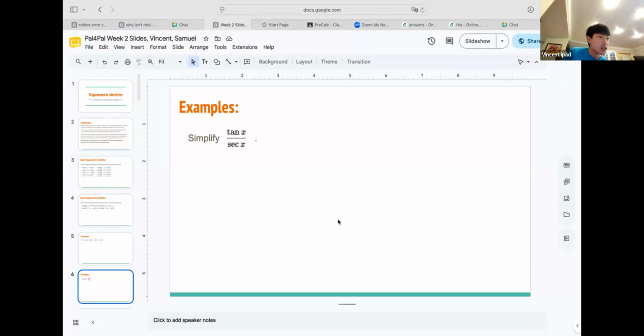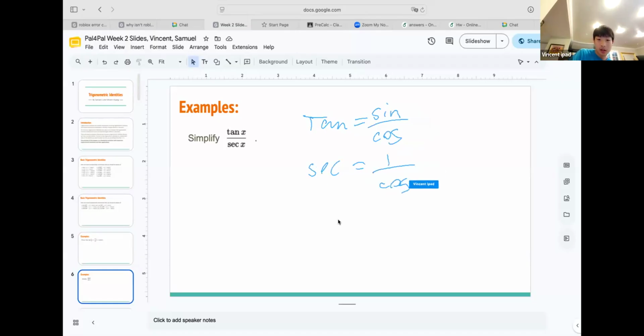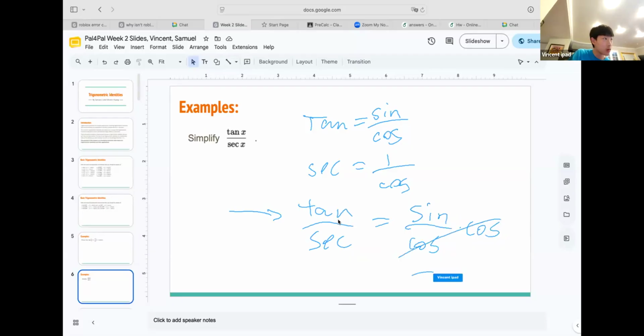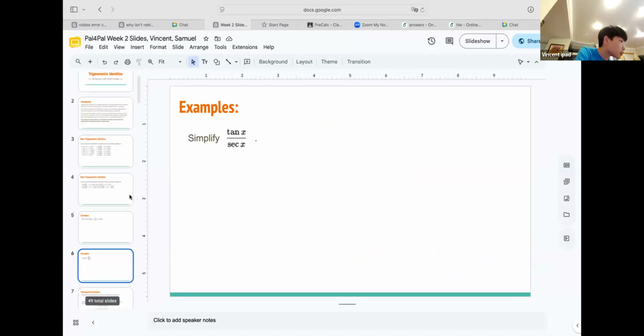Okay, I'm going to solve this now because it's been a bit. First we know that tangent is sine over cosine. Secant is 1 over cosine. So tan over secant is equal to sine over cosine times cosine, which is equal to sine x.